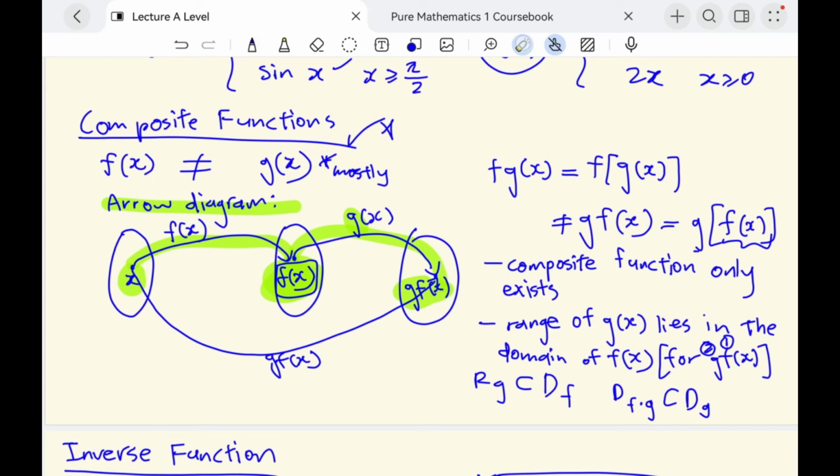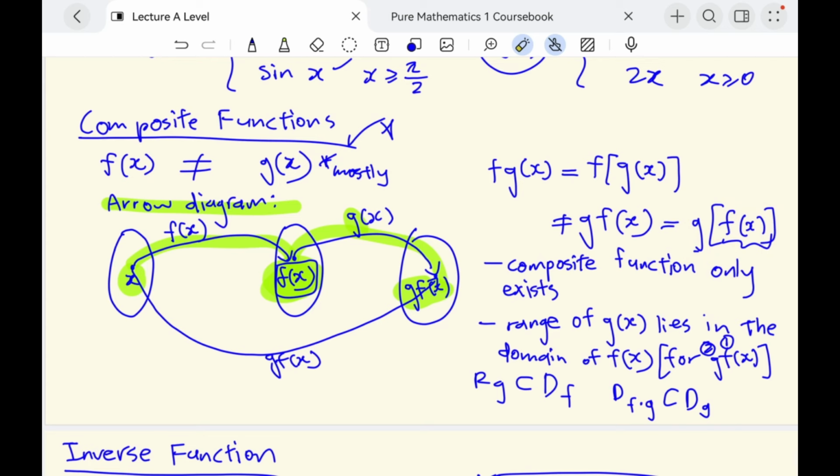Let's say how to form fgx. Map g first: function g maps to the x first, then f, to form fgx, and it is not equal to gfx. Okay, gfx means f maps to x first, and then g maps to the fx.